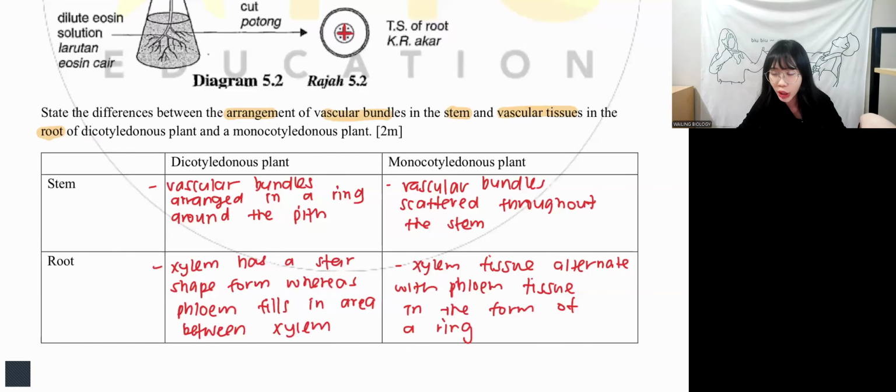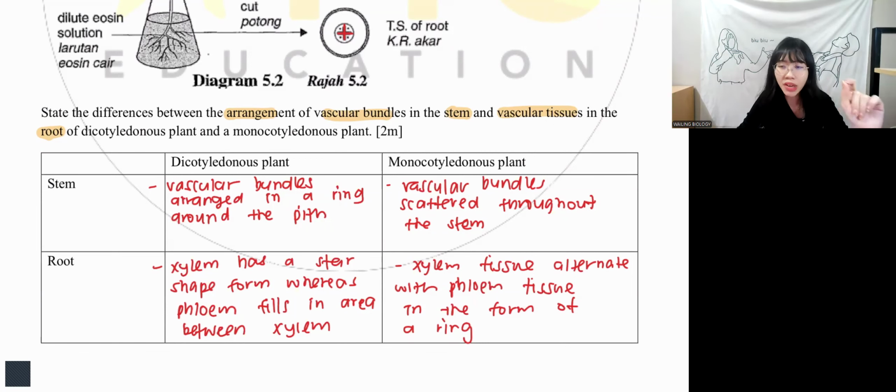Why Q is a ground tissue? Because Q, you mean just now the question, right? Q is a cortex. Cortex and pith is a ground tissue. Vascular cylinder involves your pericycle. So xylem, phloem, and pericycle, it's called vascular cylinder. Pericycle can only be found in the root. Leaf and stem don't have pericycle.